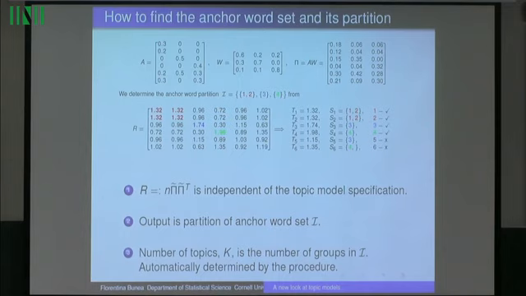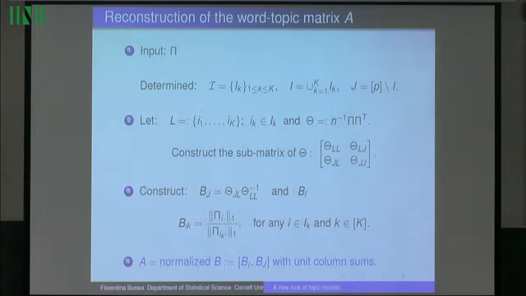So the number of topics comes out automatically from this algorithm. So it's not an input, that's all. And once again, there is a theorem that says that it works. After you find the anchor words, if you know this anchor word business, which we have just done, then once again, you don't need to look into this, but essentially you can reconstruct the word topic matrix immediately.